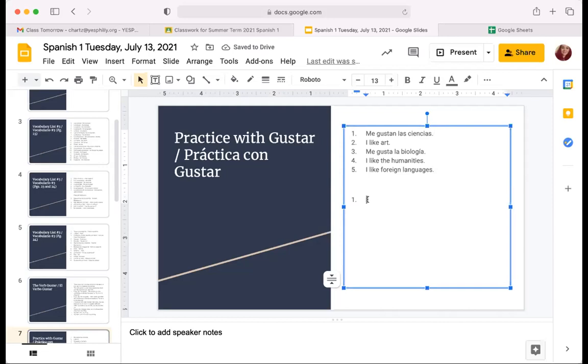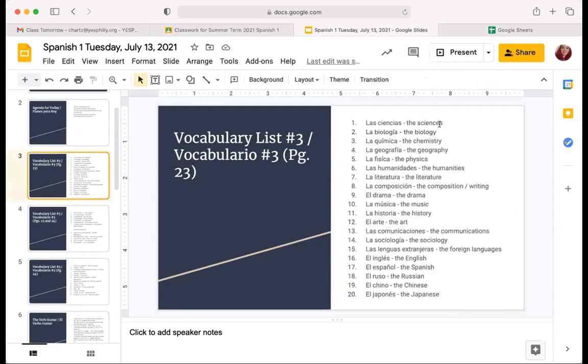Pretty much, I just gave you 5 simple sentences. If it's in Spanish, you'll translate it to English, and if it's in English, you'll translate it to Spanish. The first one is in Spanish. It says "Me gustan las ciencias." How would you translate that? What do you think? Remember, "me gustan" is "I like." These are all vocabulary words, so I made them simple. "Las ciencias" - oh, the sciences.